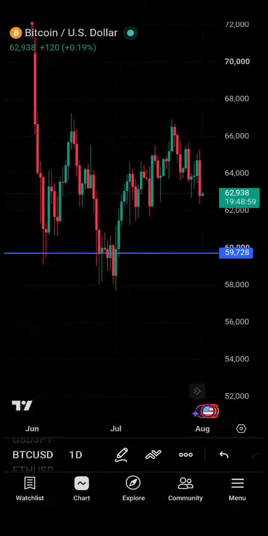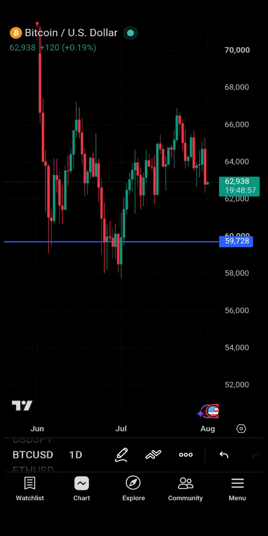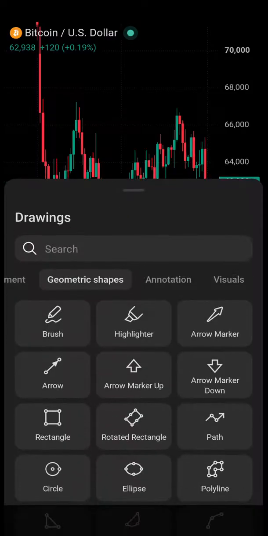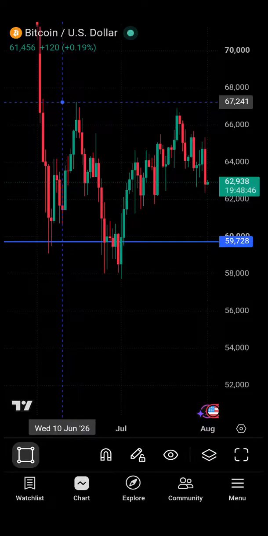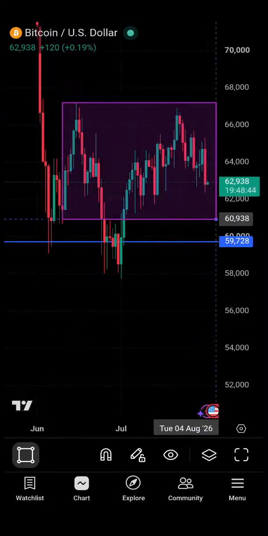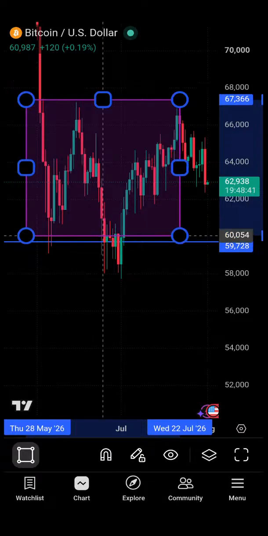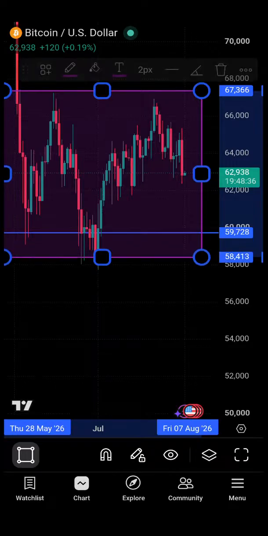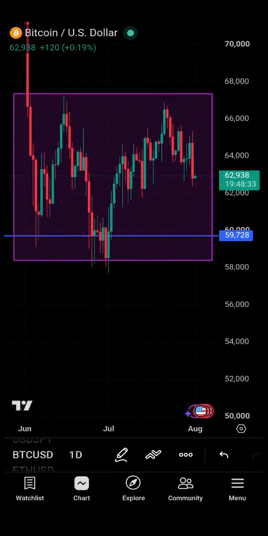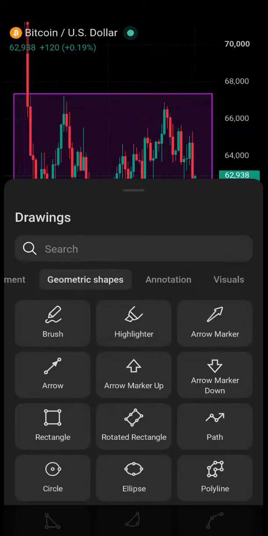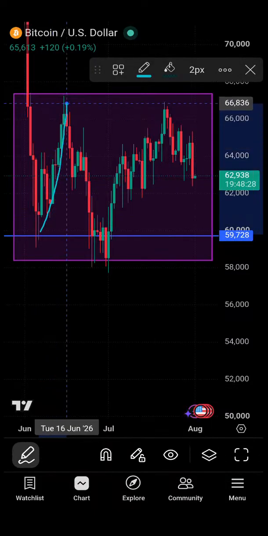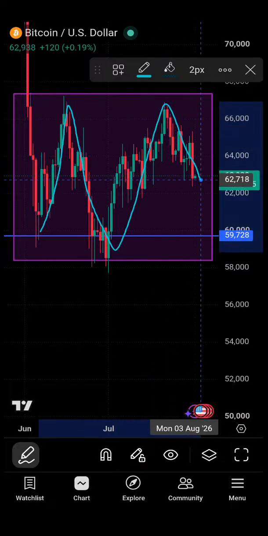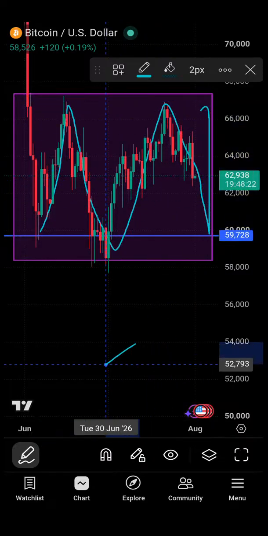But here on the 4-hour time frame, we see a consolidation. Like Bitcoin is trading sideways. There is no clear direction. Okay, on the 4-hour time frame, it is trading sideways. It is consolidating. There is no clear direction. It is consolidating on the weekly.